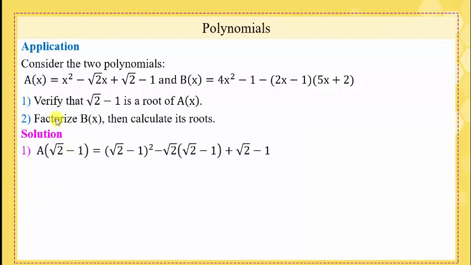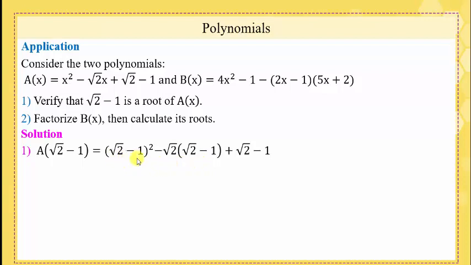Solution. Part 1. To verify that radical 2 minus 1 is a root of a in x, we replace x by radical 2 minus 1, so it becomes a of radical 2 minus 1. And then we replace x squared by radical 2 minus 1 squared, and minus radical 2 into x by minus radical 2 into radical 2 minus 1. Now we need to expand it.